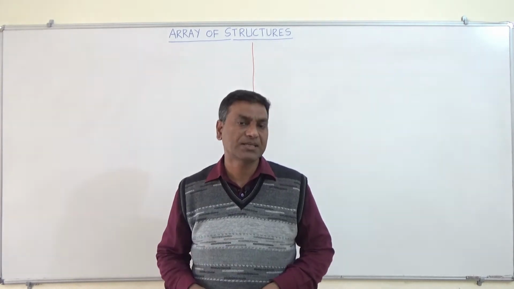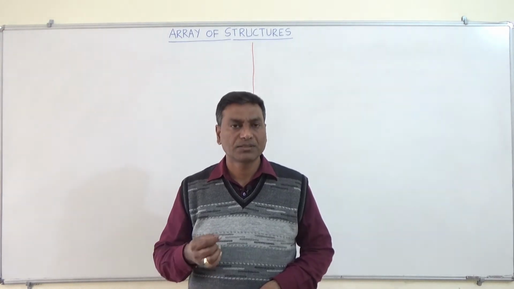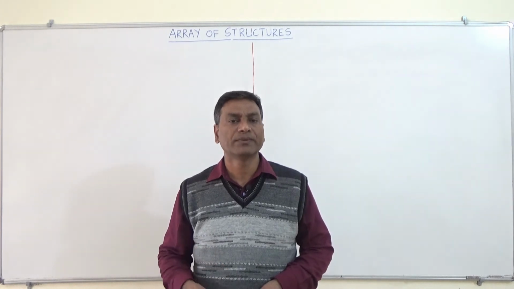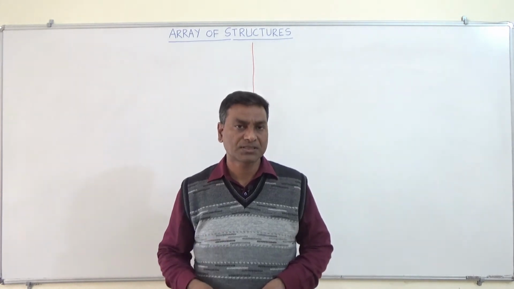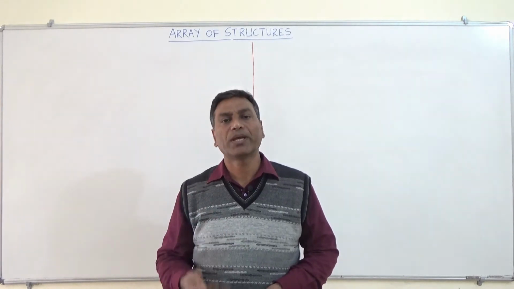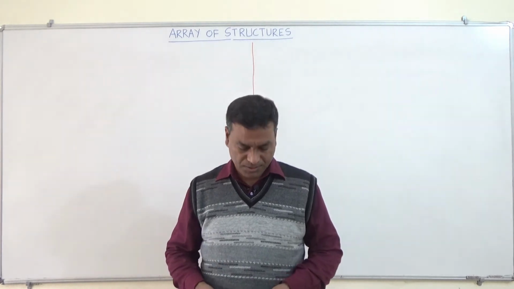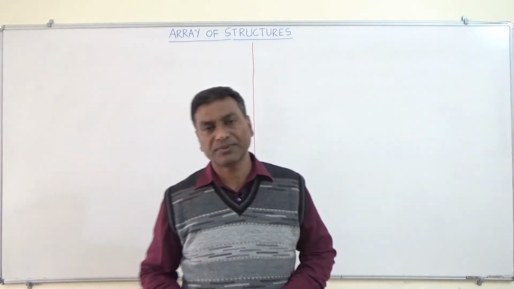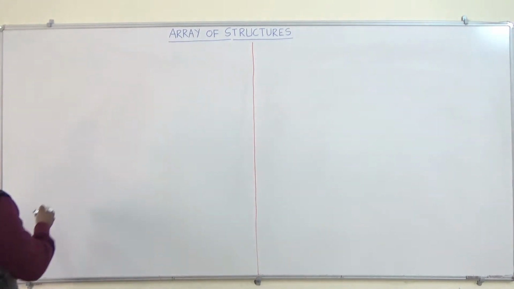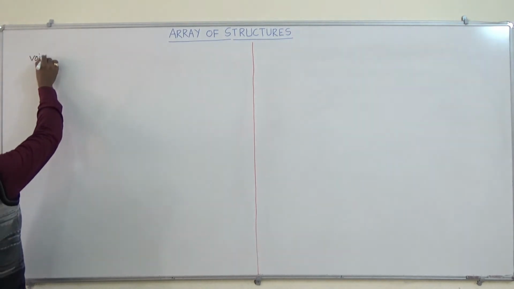So far in the previous lecture we have seen how we can declare single or double, or we can say one, two or three variables for a particular structure. But in this lecture we will see how we can use an array for the structures. We will see it with the help of an example. So here we are going to take an example. Let us say this is void main.